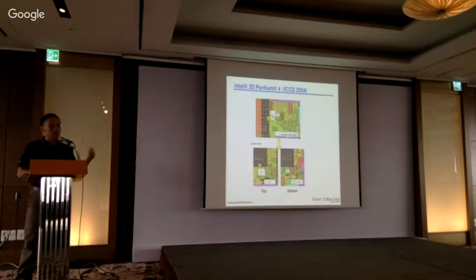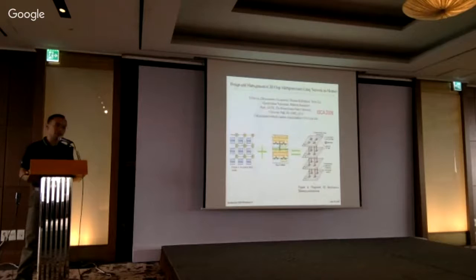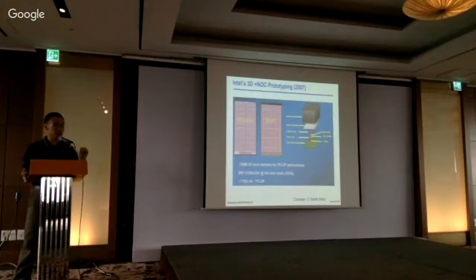And then in 2006, my group published this first 3D architecture paper in ISCA, showing that combining 3D technology together with NOC technology, we can enable fast multi-core architecture design. And the next year, Intel showed a prototype showing that combining 3D and NOC, they can enable this many-core design, enabling very fast bandwidth between the logic layer and memory layer.